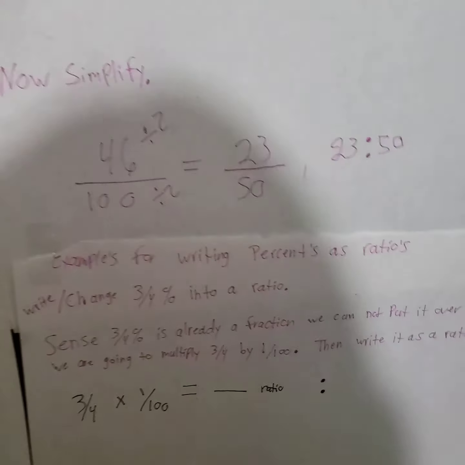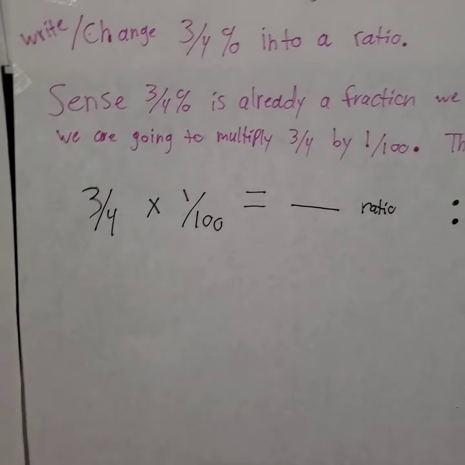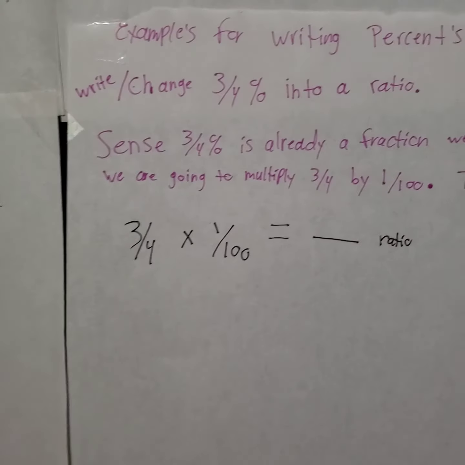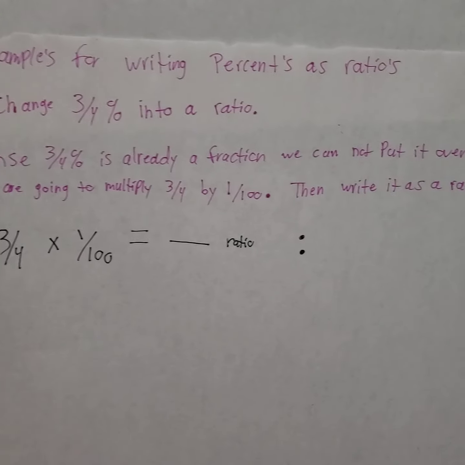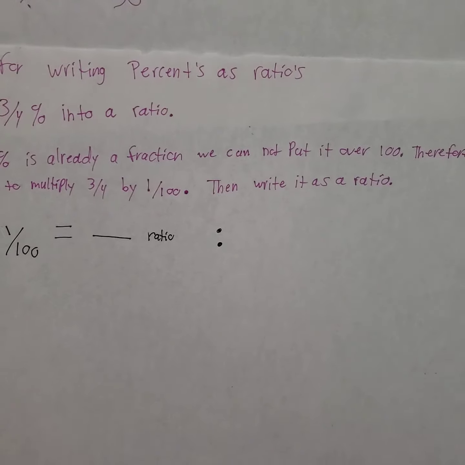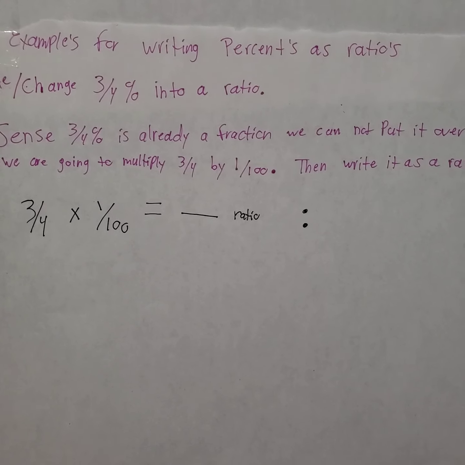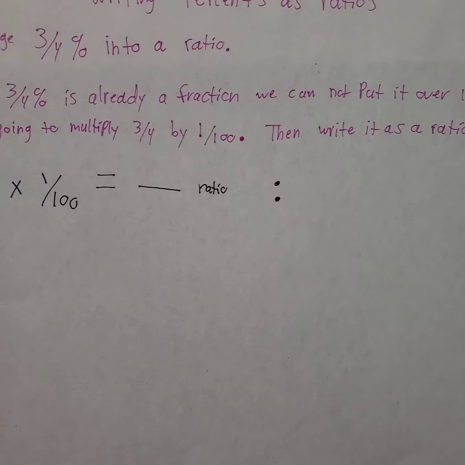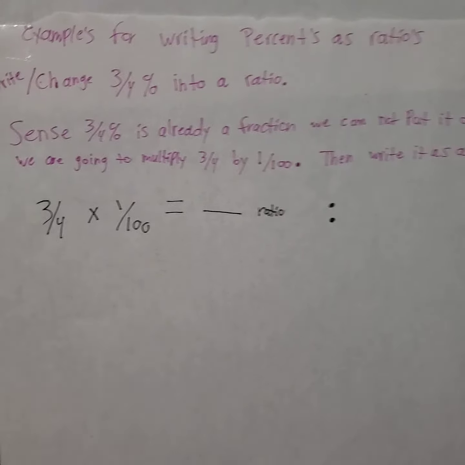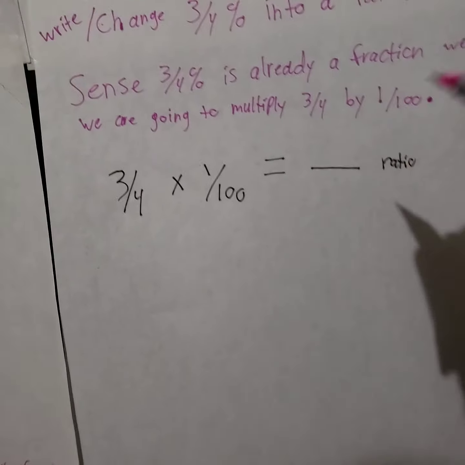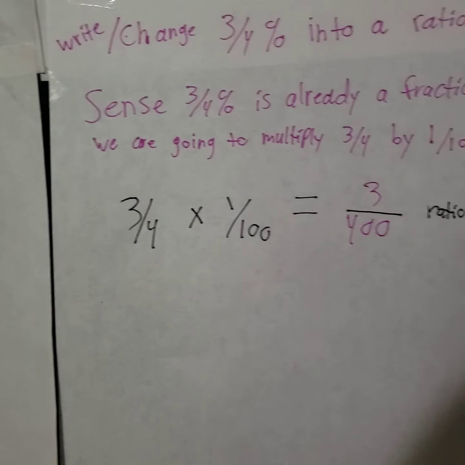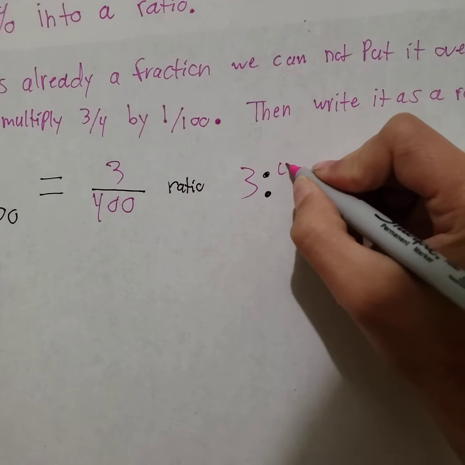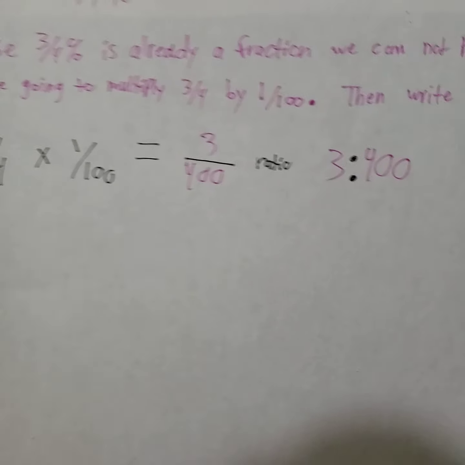Now, I'm going to do a little bit of a harder one. Write 3/4% as a ratio. Since 3/4 is already a fraction, we cannot put it over 100. Therefore, we are going to multiply 3/4 by 100, then write it as a ratio. So 3/4 times 100 is 3 over 400. And as a ratio, you just put 3 colon 400.